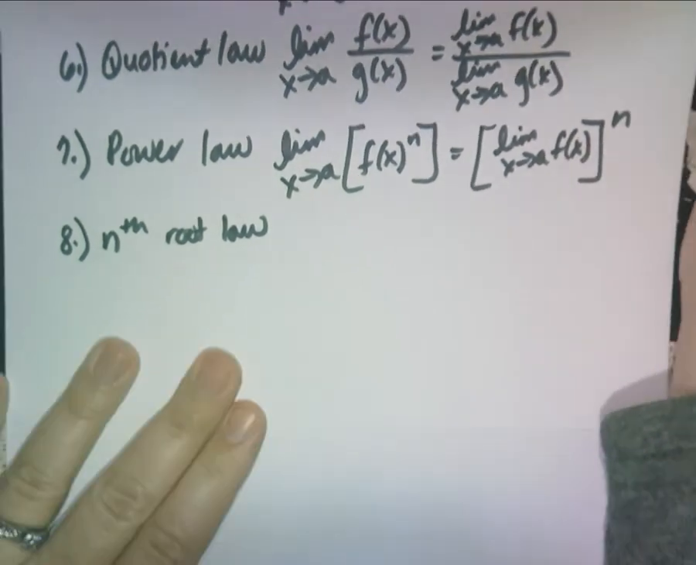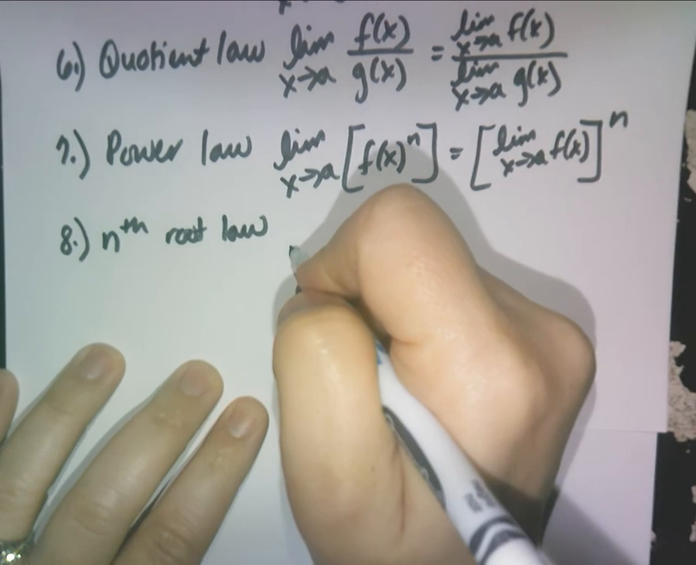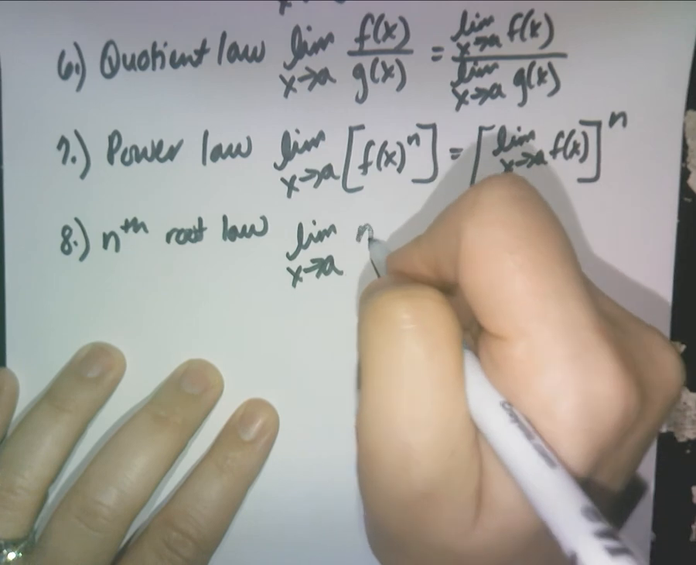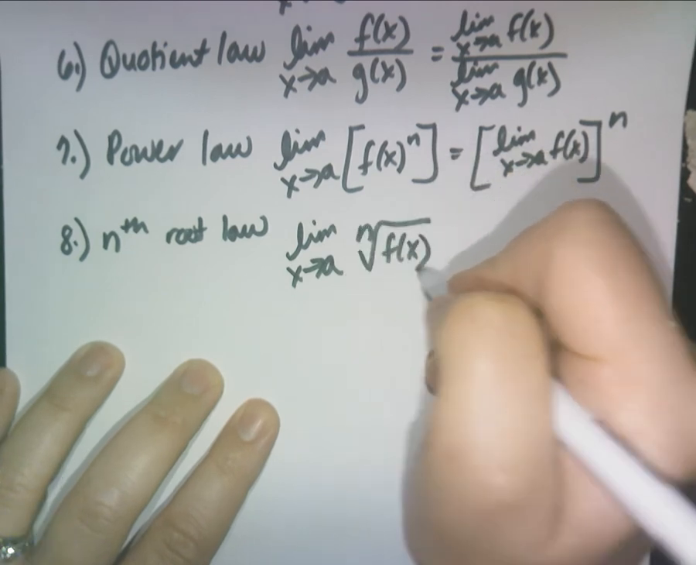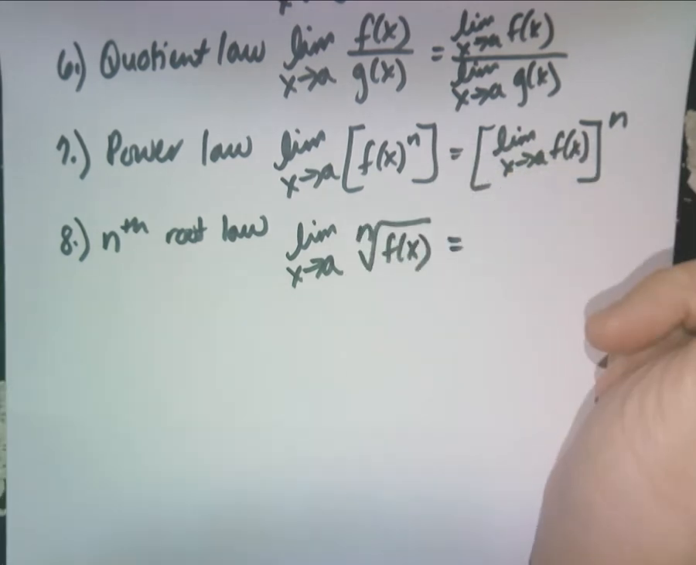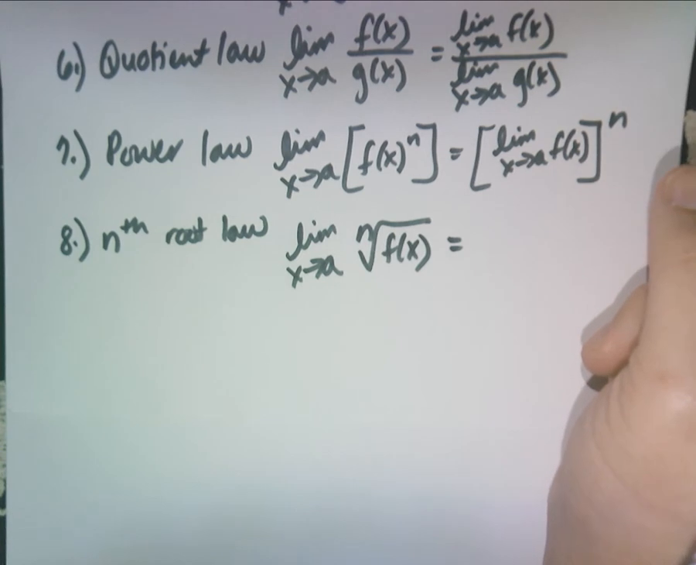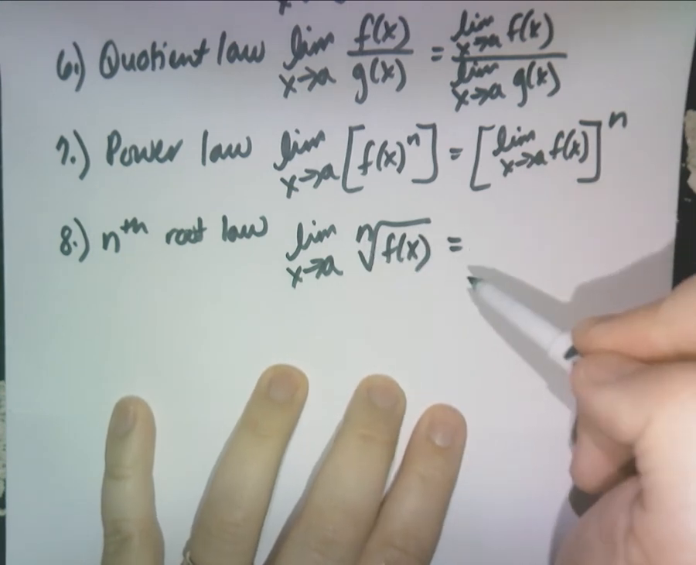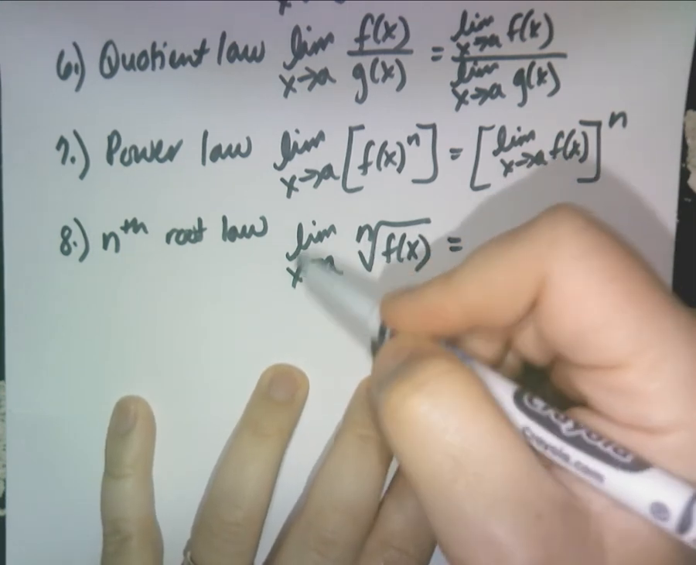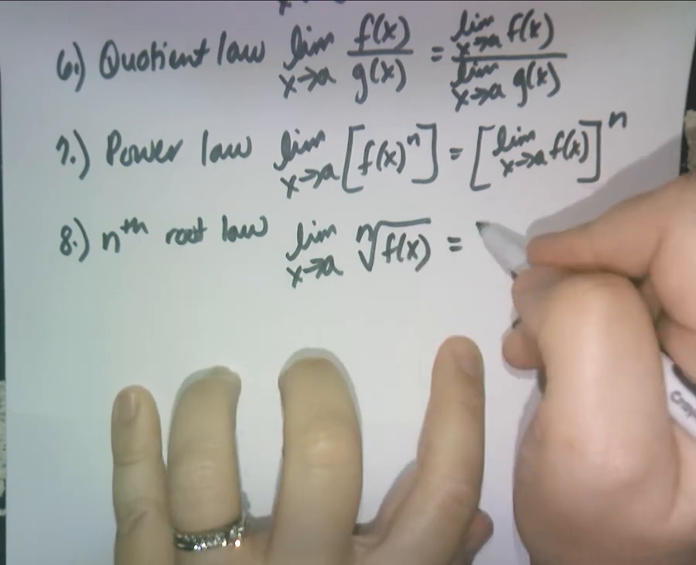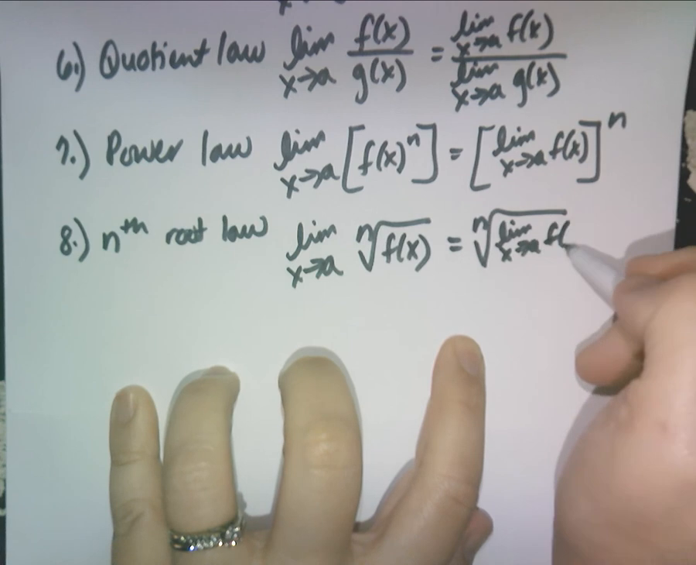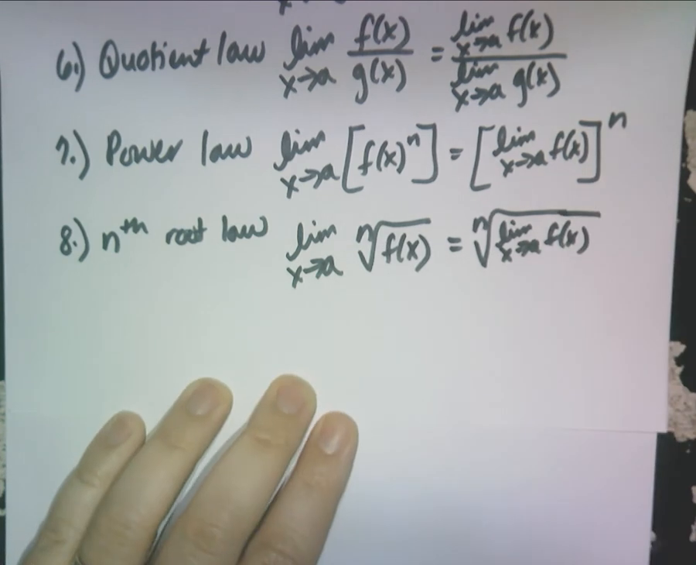All right. Then the last one is the nth root law. So the limit as x approaches a of the nth root of f of x. And again, if you haven't noticed the pattern here that we're doing, we're always taking the limit of the function and then we're doing whatever that grouping is. So anybody have a guess of how you would rewrite this? Where would I put that limit? Underneath. So I'd say the nth root of the limit as x approaches a of f of x. Okay?